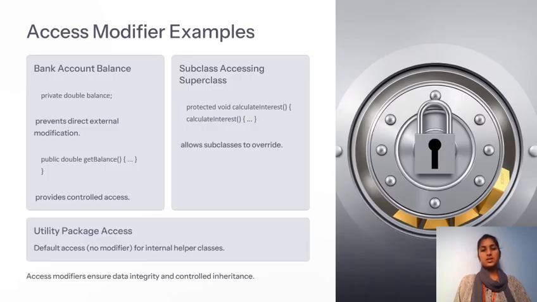Access modifiers example: bank account balance. This is the basic program of the access modifiers. Private double balance prevents direct external modification. Public double getBalance provides controlled access, and for subclasses accessing the superclass, protected void calculateInterest allows the subclass to override. Utility, package access: default access, we can also call it no modifier, for internal helper classes. Access modifiers ensure data integrity and controlled inheritance.